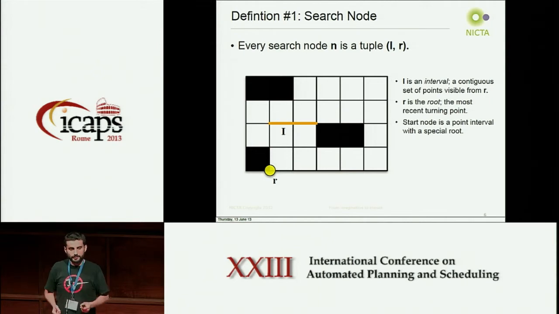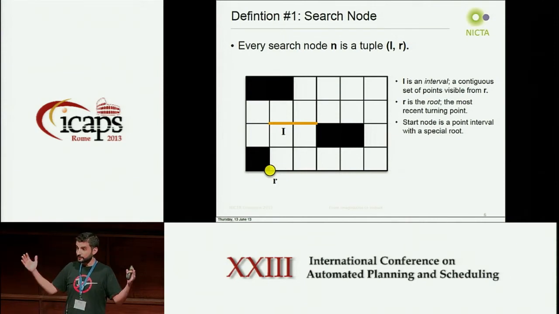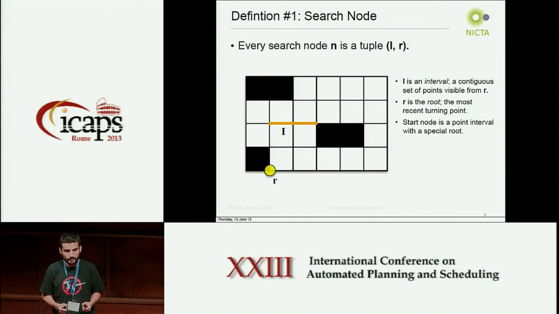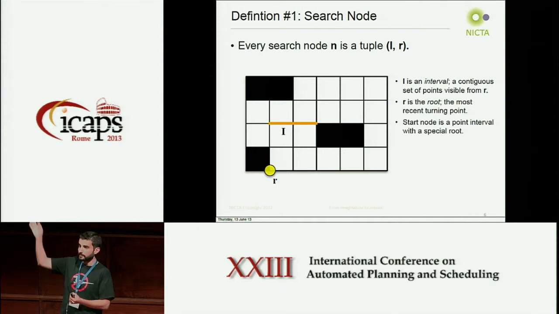So a search node in our algorithm is simply a tuple. It's a combination of an interval with a root node. The interval is simply a set of contiguous points that are all visible from the root. And the root is simply the last turning point on the way to this interval. We treat the start node as a point interval with a special root that's located off the map. That's it. It's really simple.